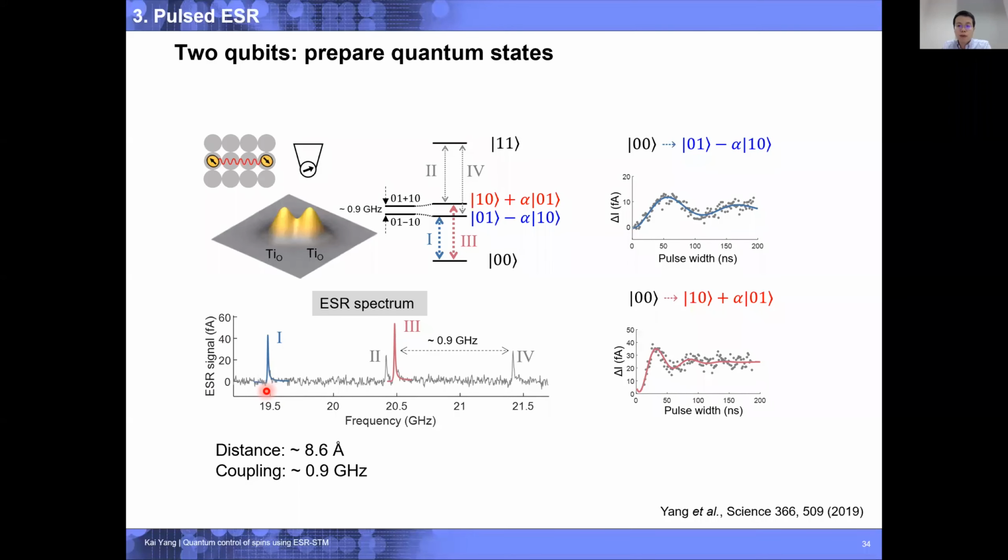Similarly, we can choose to selectively drive one of the transitions, such as this blue transition, which corresponds to the coherent rotation of the system from the ground state 00 to this blue mixed state. And we can also choose to drive the red transition, which corresponds to the rotation from the ground state to the other superposition state. So this result shows that we can use pulsed ESR to prepare some interesting quantum states. Maybe in the future, we can study their time evolution using the pump-probe measurement.